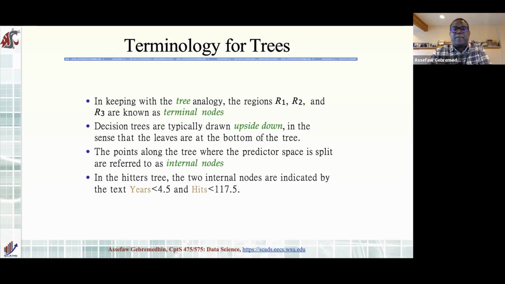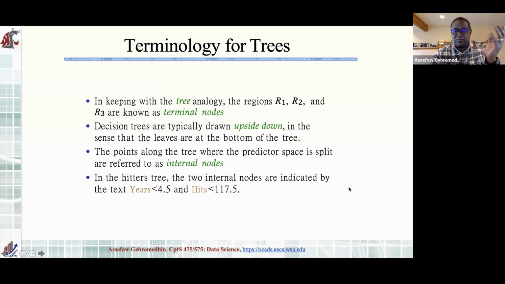That's how it is. The points along the tree where the predictor space is split are called internal nodes. So we've got the terminal nodes at the very bottom, and then we have everything else that is used for decision making, like the number of years and hits. The places where splits are made are called internal nodes.